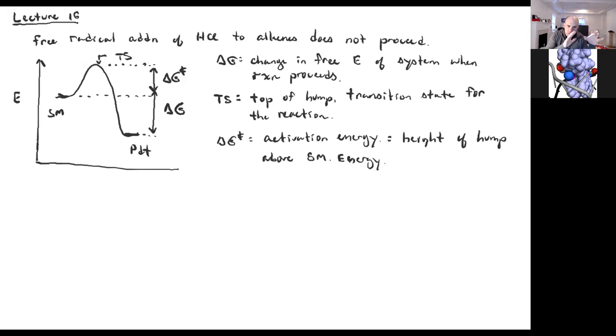So the delta G double dagger and the delta G are telling us two different things. Delta G is a thermodynamic property. It tells us overall, if I run this reaction, does the system increase in free energy or does it decrease in free energy?